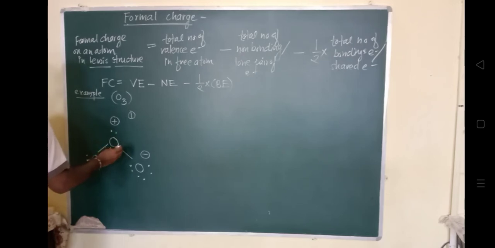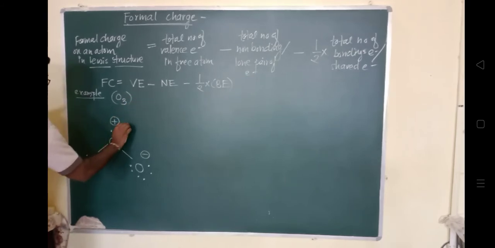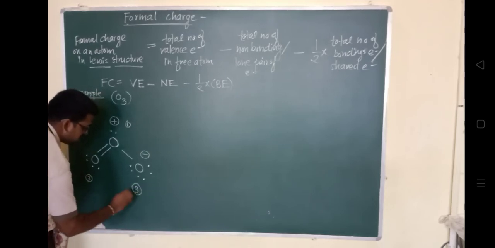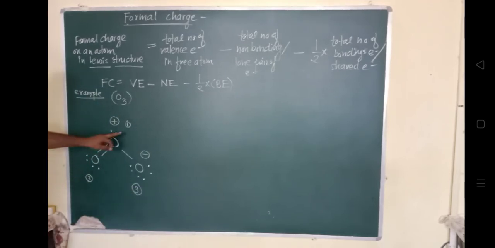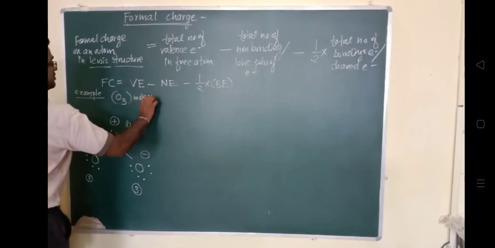Okay, we haven't shown this here. Okay, yes, this is the first oxygen atom. So it is having a plus charge, the first oxygen atom. Consider this the second oxygen atom, and consider this the third oxygen atom. Okay, so 1 2 3. So this is the Lewis dot structure of the O3 molecule. Okay, this is the Lewis dot structure for the O3 molecule.